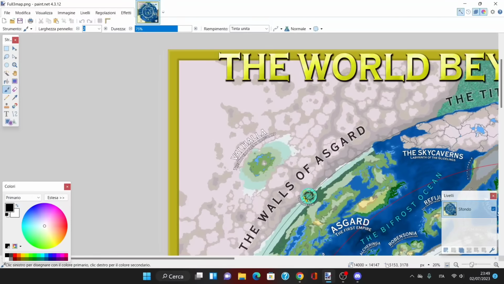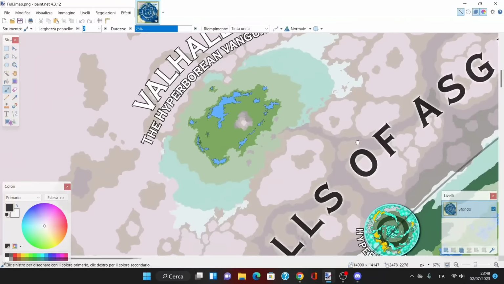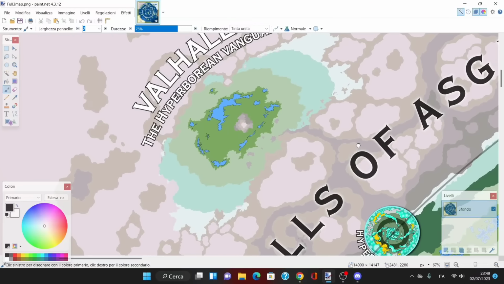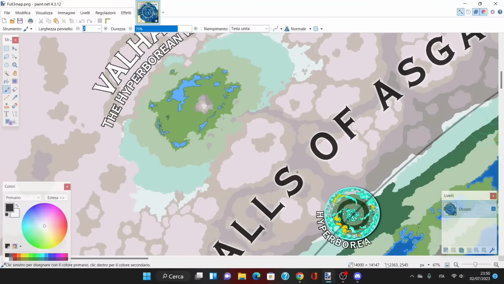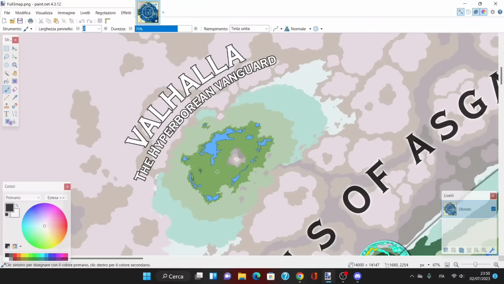Of course, then we have Valhalla, the Hyperborean vanguard. In case you don't know, Valhalla was the place where the dead of the Norse came when they died. So instead of going to hell, paradise, heaven, whatever, they went to Valhalla, which in this case was some kind of land where all the warriors would fight for eternity at certain points of their routine, and they would prepare for Ragnarok, the end of times, which eventually never came, so they just live there forever.